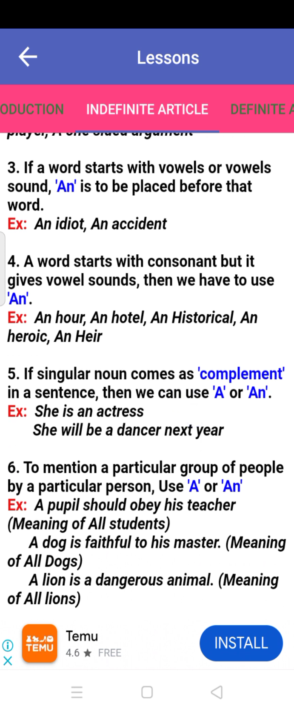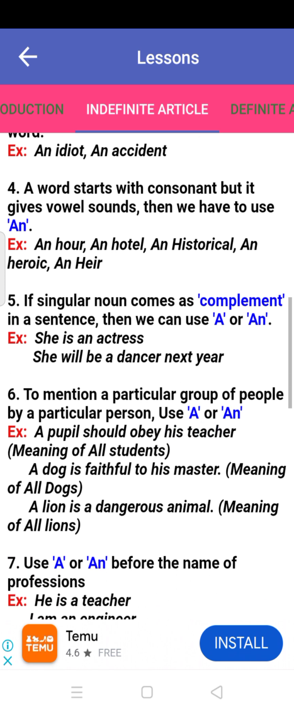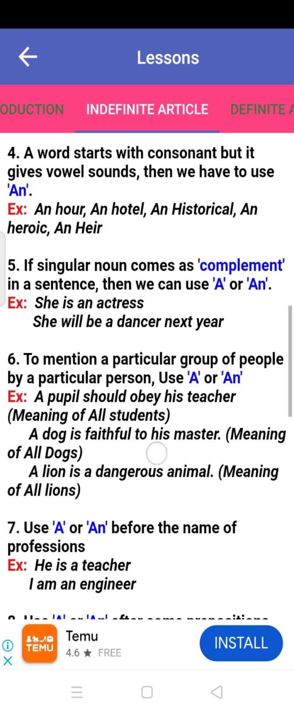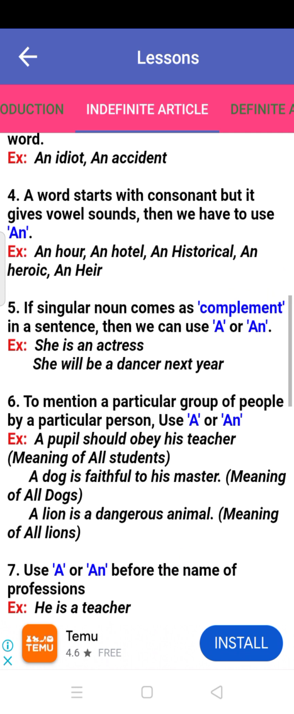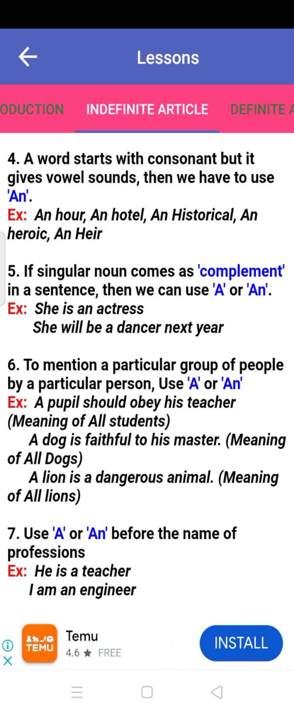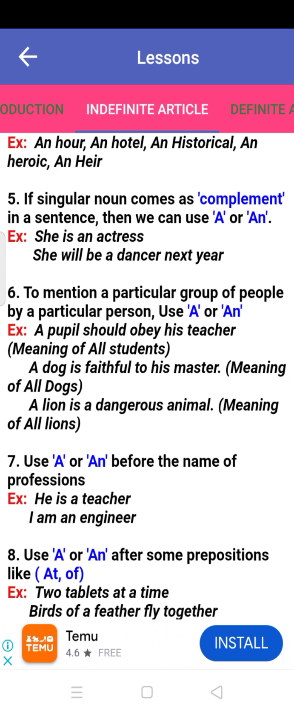If a word starts with a vowel or a vowel sound, an is to be placed before that word. An idiot, an accident. If a word starts with a consonant but gives a vowel sound, then we have to use an: an hour, an hotel, an historical. So follow other examples too. Fifth rule: if a singular noun comes as a complement in a sentence, then we can use a or an. So here are some examples. She is an actress. She will be a dancer next year.